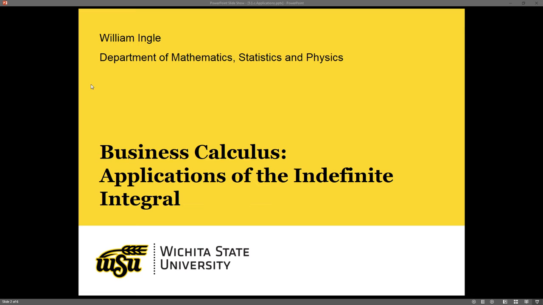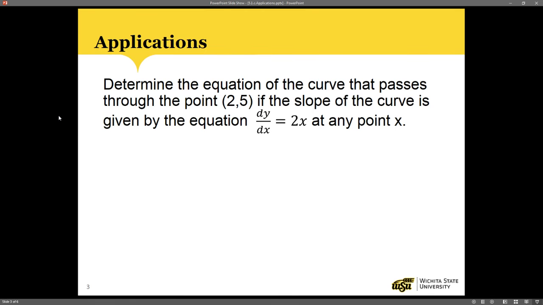Today, in this lecture, we're going to talk about applications of the indefinite integral. We're going to look at a specific example and discuss how to use the indefinite integral to solve this problem. What we want to do is determine the equation of the curve that passes through the point (2, 5) if the slope of the curve is given by the equation dy/dx = 2x at any point.